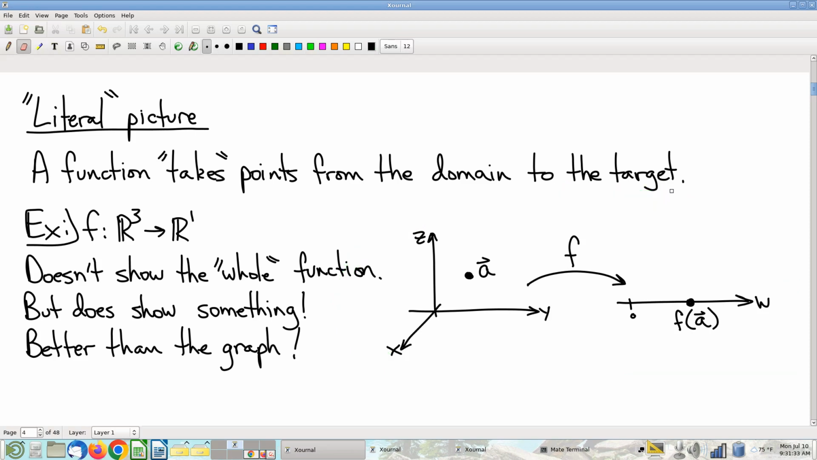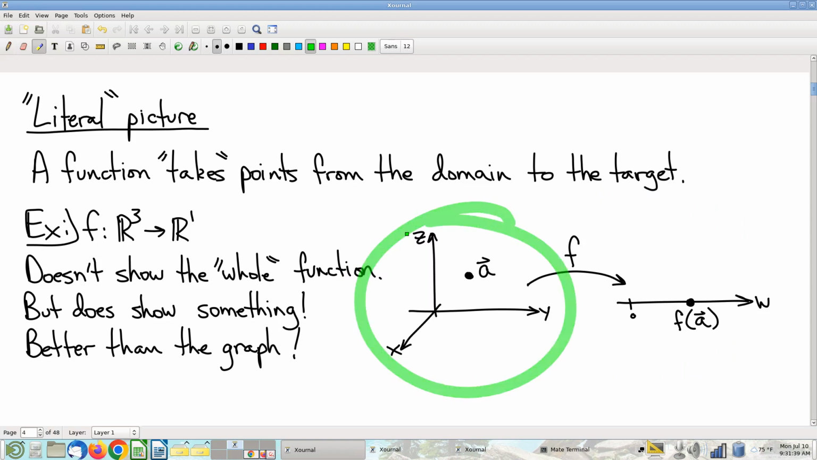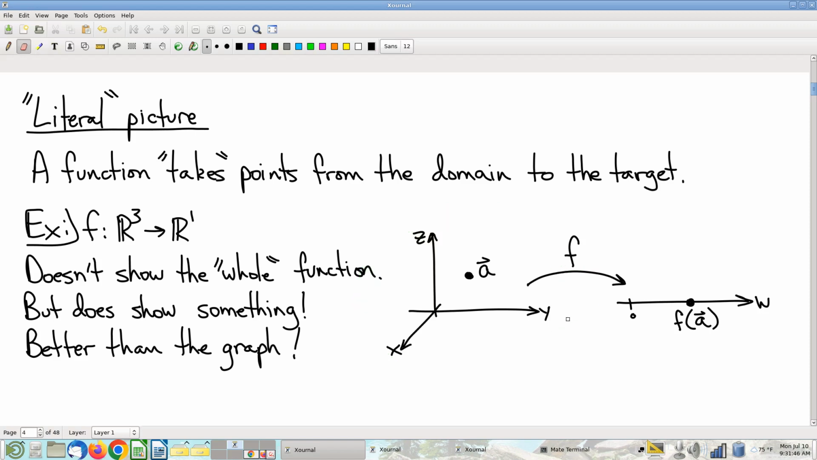You could say that this isn't a very good picture because it doesn't really show very much of what the function is doing, and that's a fair criticism. But it is a picture. I can draw it. You got to give me that. Here's a picture of the domain. Here's a picture of the target, right? And there's some nice things that you can do with this very different kind of picture.